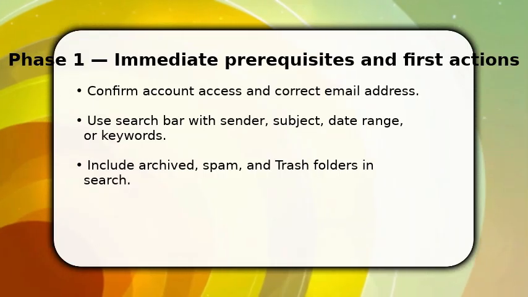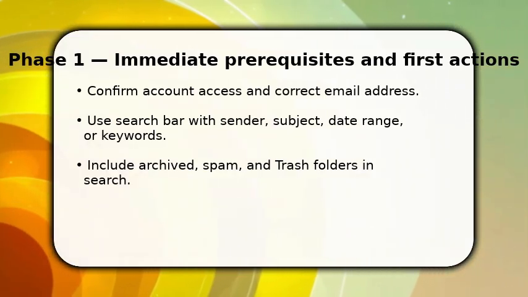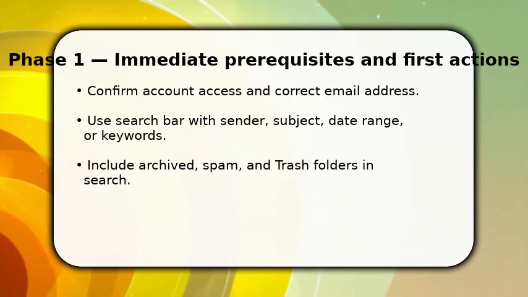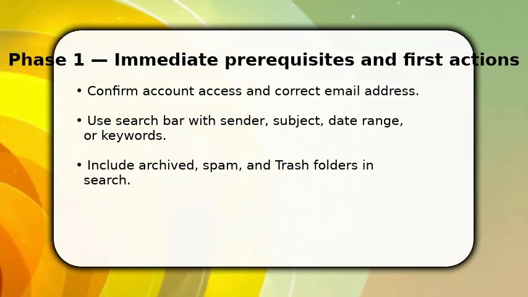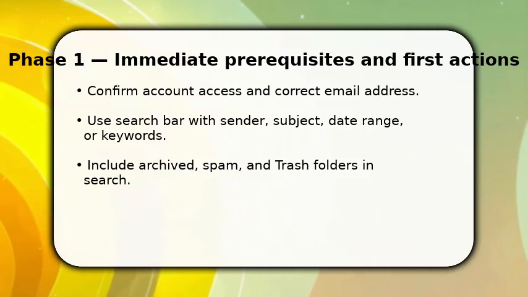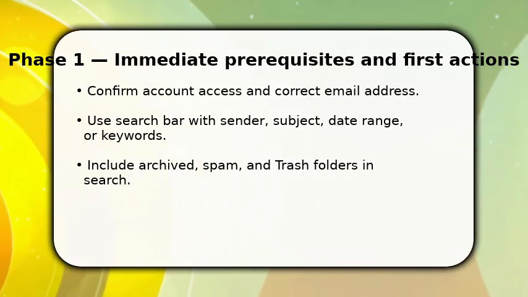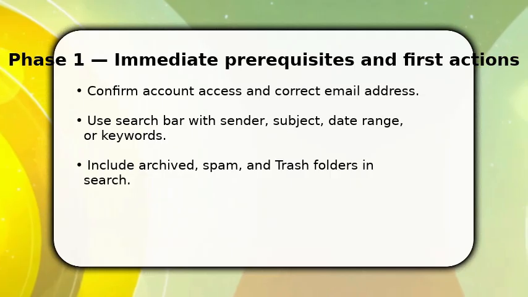You already have access. Now act. Open your email and focus the search bar. Type the sender or a unique keyword to narrow results quickly. For wider coverage, add a date range and use quotes for exact phrases. This reduces noise. Once done, expand the scope by checking archive, spam, and trash folders because messages often hide there.